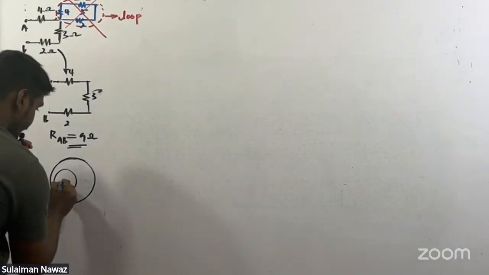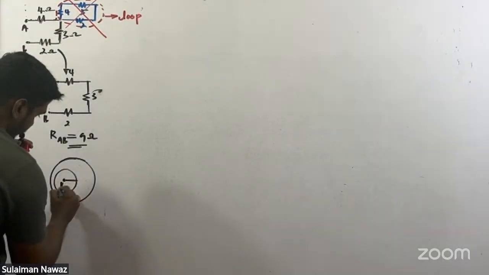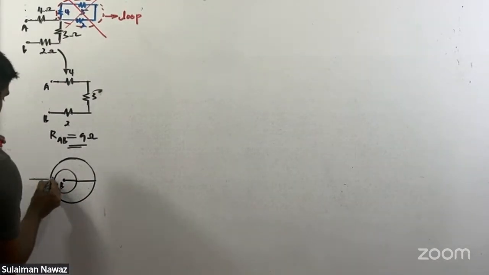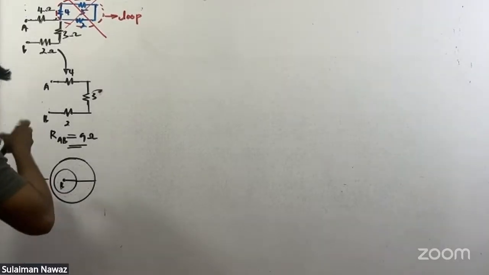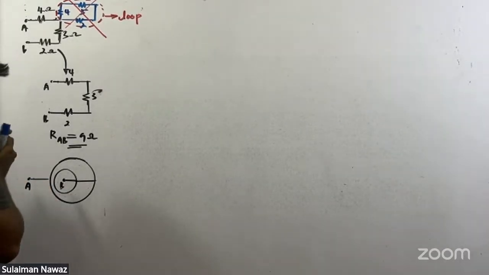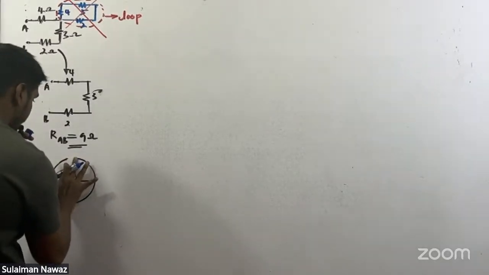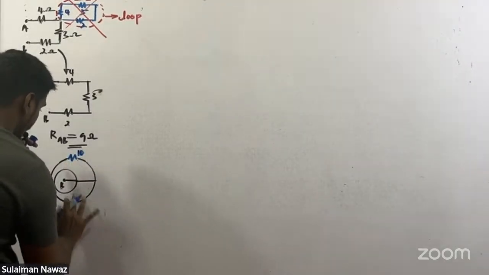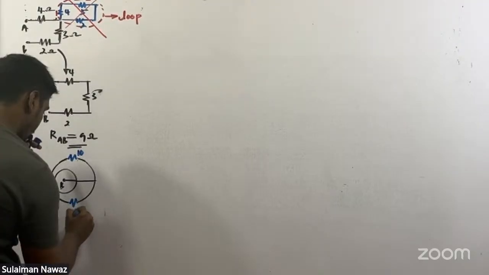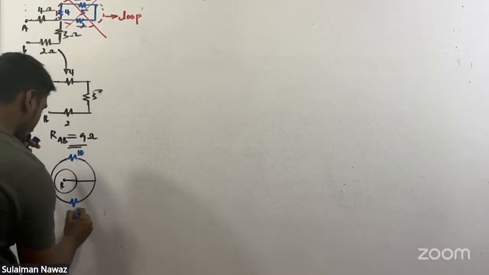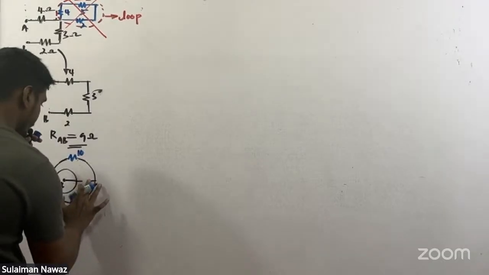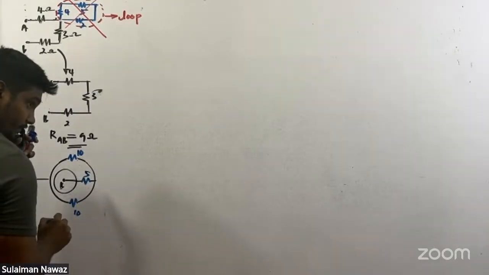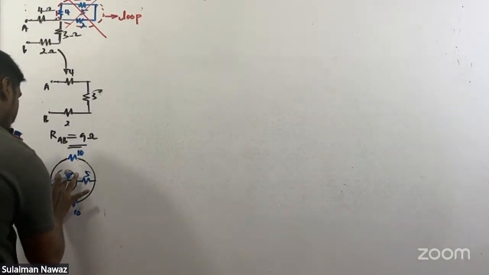Here is your point B. These are wires. This is point capital A. And they have given resistors 10 ohms, 10 ohms, 10 ohms. And here it's 5 ohms, 5 ohms. And they have given this 20 ohms.